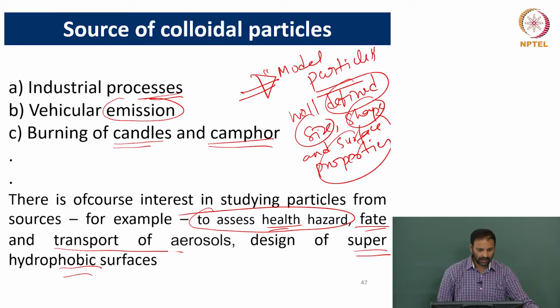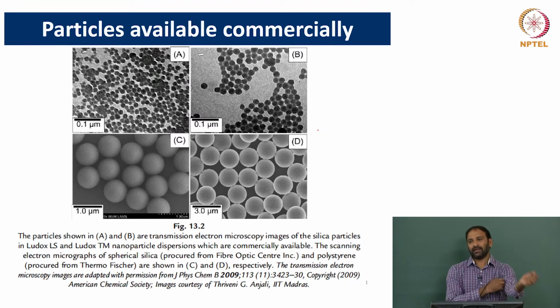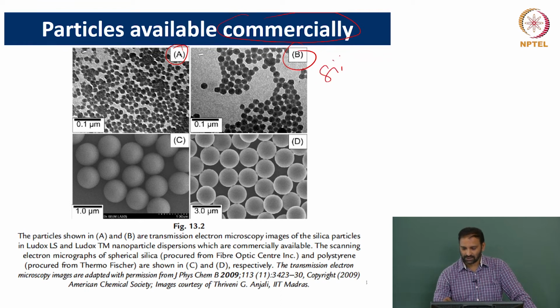Okay, and again, how do you get these particles? Actually, there are a lot of particles that are commercially available. You don't have to worry about buying, you don't have to worry about synthesizing them. They're commercially available. What you're given is an example of 4 different types of particles. A and B, these are actually silica particles.